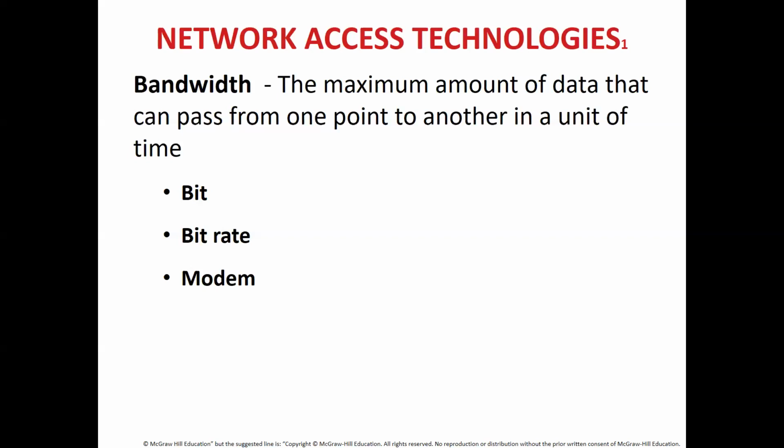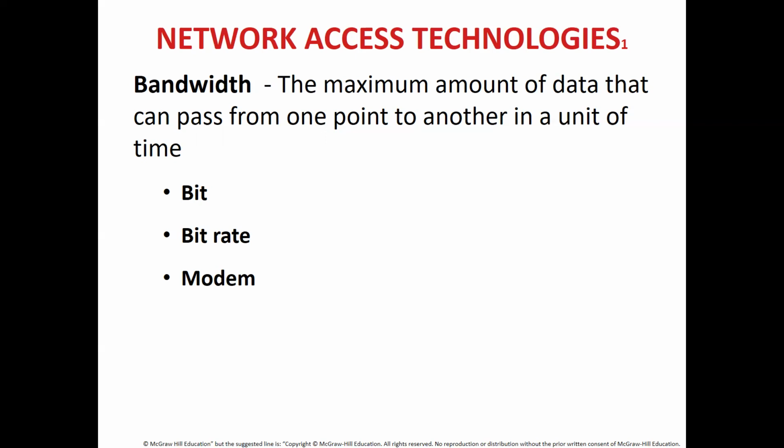Network access technologies. Bandwidth is the maximum amount of data that can pass from one point to another in a unit of time. When we talk about a bit, a bit is basically the smallest value at which data can be transferred. The common term is transmitted. Data transmission means data is moving back and forth; somebody's sending it, somebody's receiving it. That's transmission.